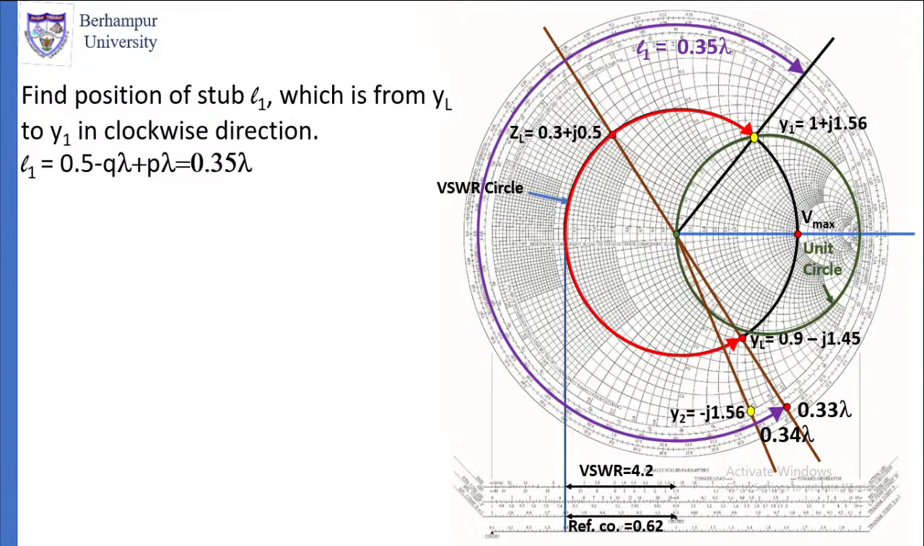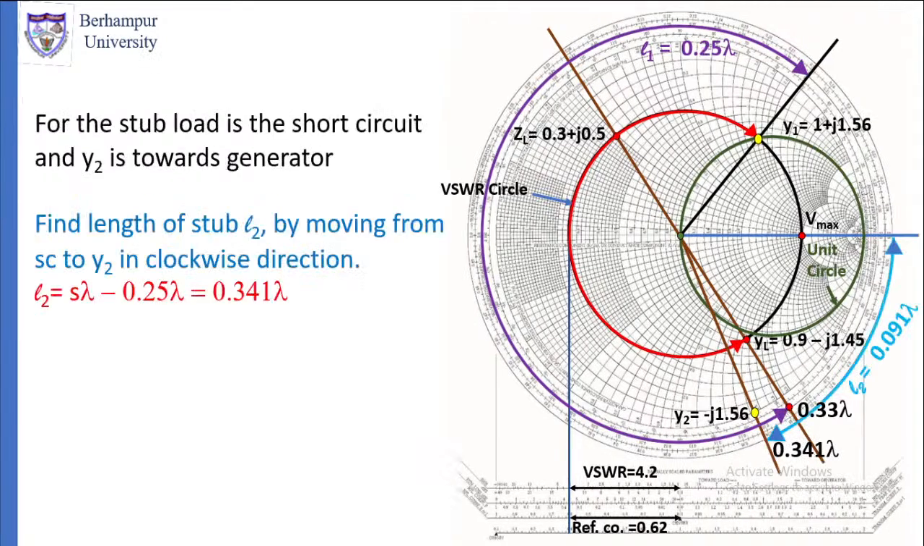That length is 0.35 lambda. Then next is finding out the stub length. For the stub, the load is short circuited because we are using a short circuited stub. You can use an open circuit stub, but here we are using a short circuited stub. Y2 is to be towards the generator, because from the load we are moving towards the generator along the transmission line.